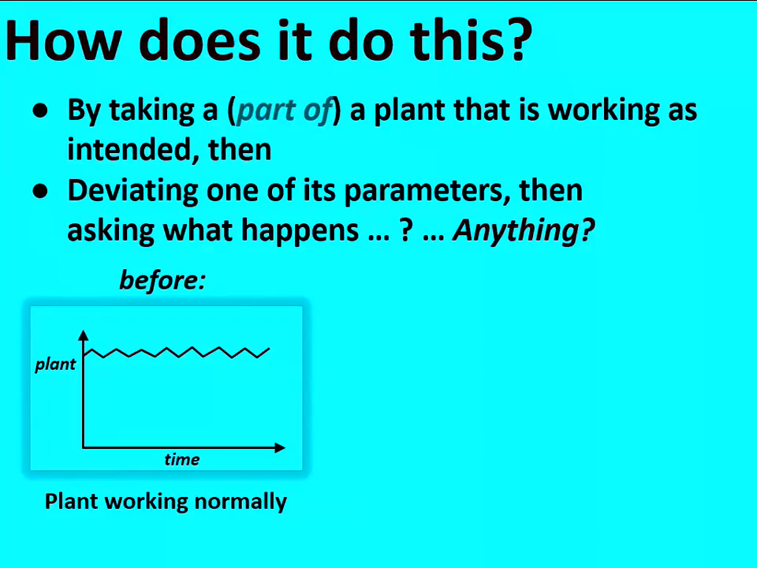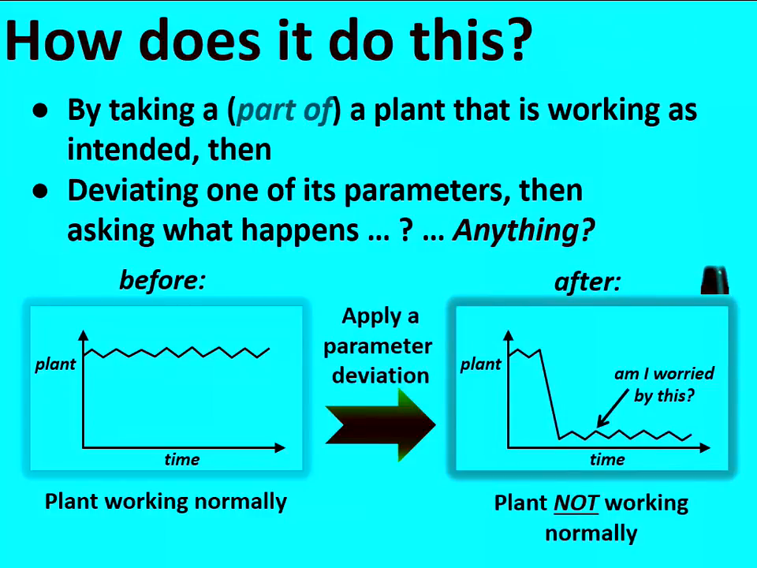And then, therefore, the plant's not working properly, and we sit round the table and discuss: is this a problem? What's going to happen? What's going to be a consequence of this? And sometimes it's nothing. It doesn't matter. That's fine. But sometimes it's a big deal, and it could cause an explosion, it could cause a pressure vessel to rupture, that kind of thing. In which case, you've identified a possible hazard.